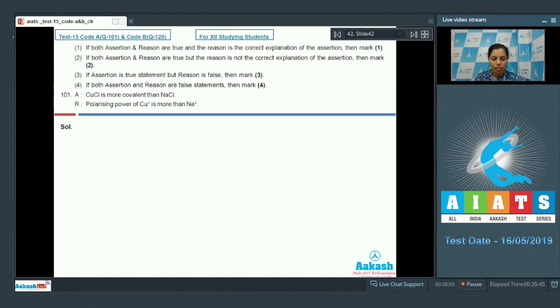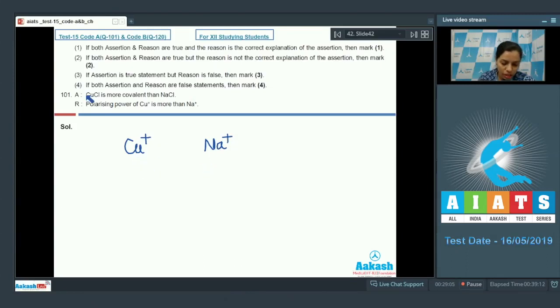So we need to check the given statements first of all. Now here in question number 101, assertion is CuCl is more covalent than NaCl. If I talk about CuCl, Cu positive ion is there, and in case of NaCl there is Na positive ion. And if I talk about the charge to radius ratio, that is more in case of Cu plus, because in this case large atomic size is there, 18 electrons are present in the valence shell also, and that is why the Cu plus has more polarizing power as compared to Na positive, and that is why CuCl is more covalent.